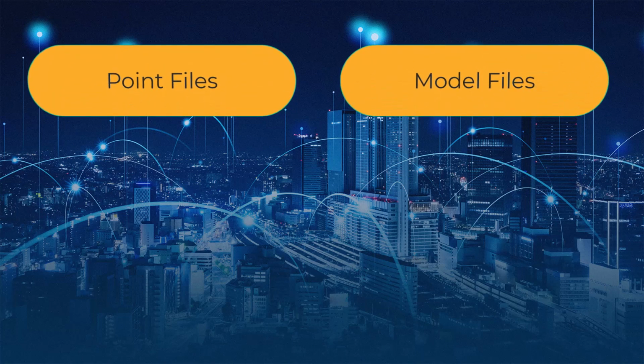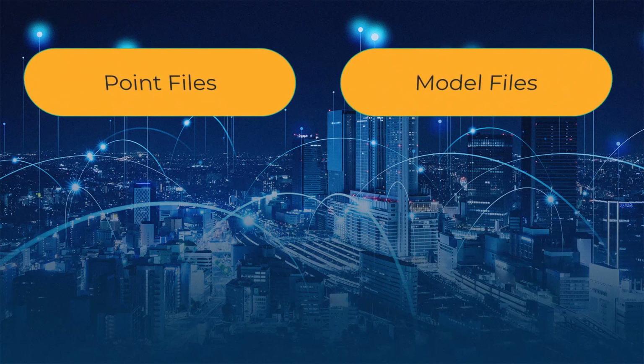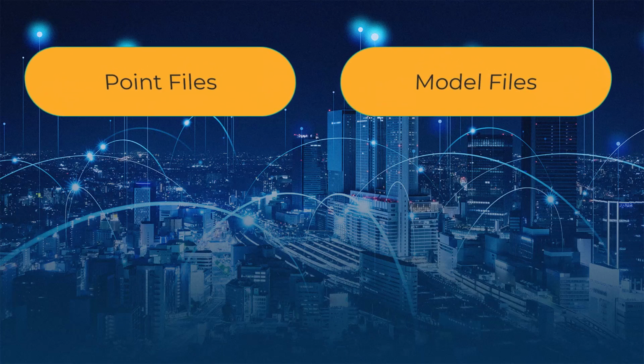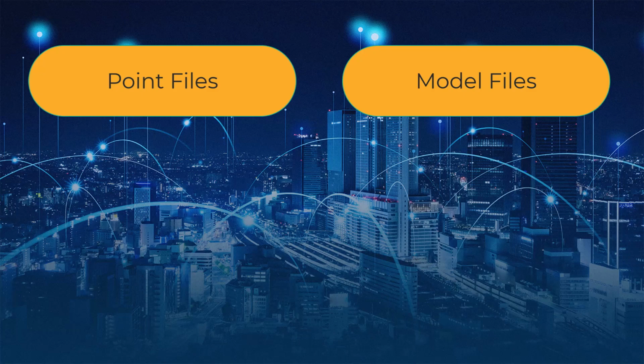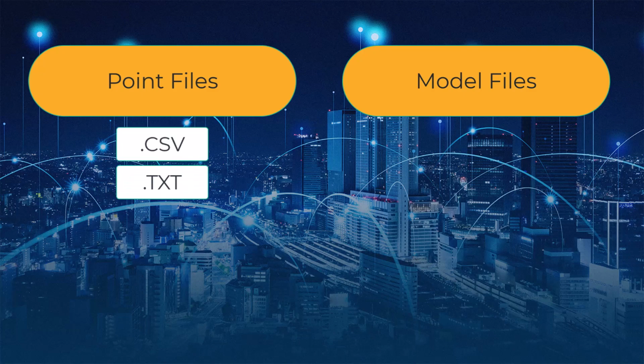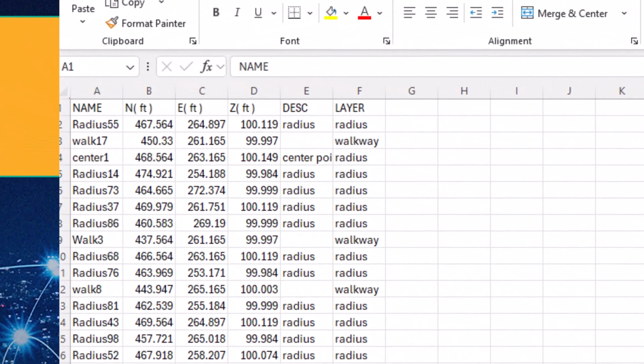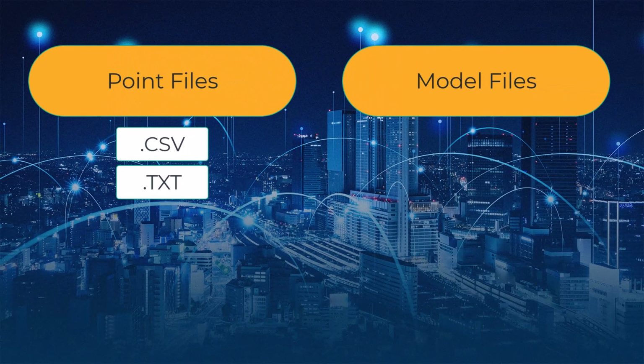Now, let's go through the file types FieldLink supports and sort them into these two columns. We'll cover each at a high level to give you a clear picture. Starting with point files, we have CSV and TXT files. These are comma-delimited text files that store point coordinates like XYZ or northing easting elevation. These are perfect for importing control points or survey data. These are also industry standard files that you can typically import or export into any software that exists.